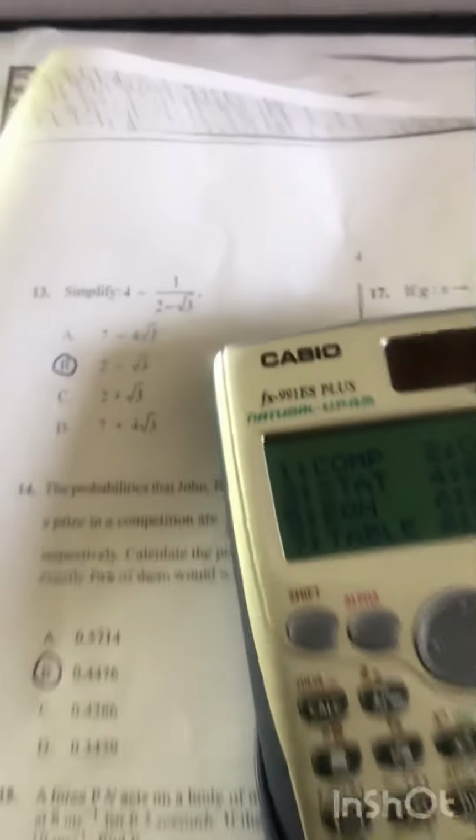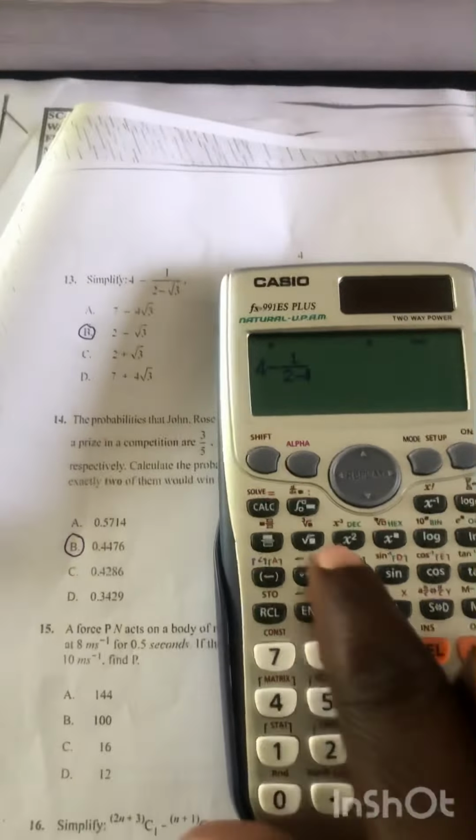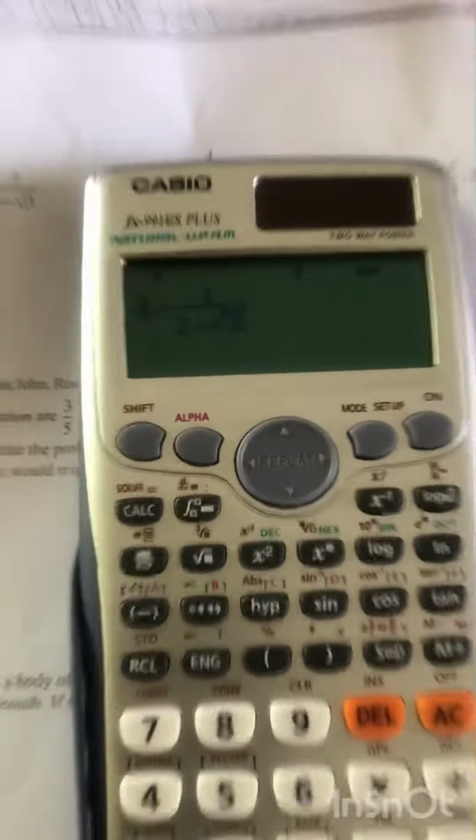So we move on to question 13. Question 13 says, simplify 4 minus, this is very simple. So we just move on to the comp mode, because it's no longer matrices. You have to remove it from there. Then we type 4 minus 1 over 2 minus root 3. This is very simple, less than 10 seconds. Then the answer will come 2 minus root 3, which is B.